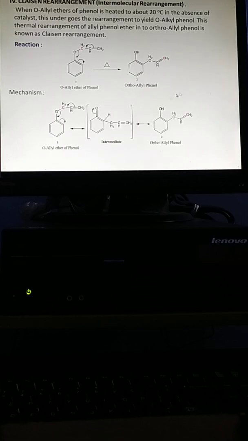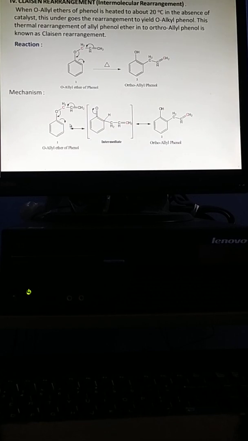Now we will see the mechanism. Here the O-allyl ether of phenol, this oxygen is attached to the allyl group. Okay, this is the ether. Because this oxygen is bonded to 2 groups here, that is the phenol and that is the ether.